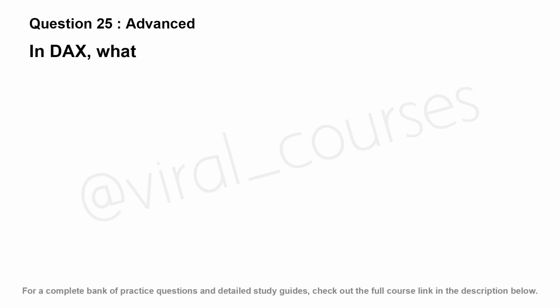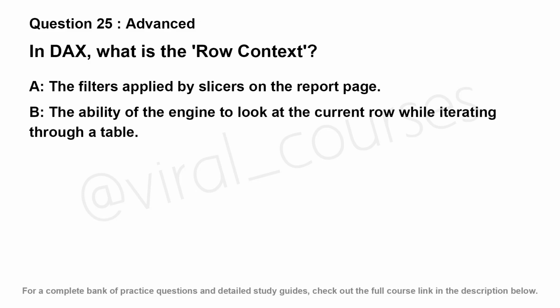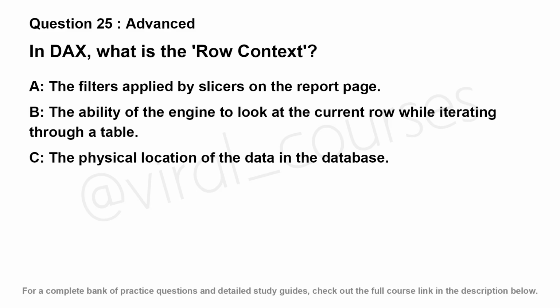In DAX, what is the row context? Option A, the filters applied by slicers on the report page. Option B, the ability of the engine to look at the current row while iterating through a table. Option C, the physical location of the data in the database. Option D, a way to highlight rows in a table visual.